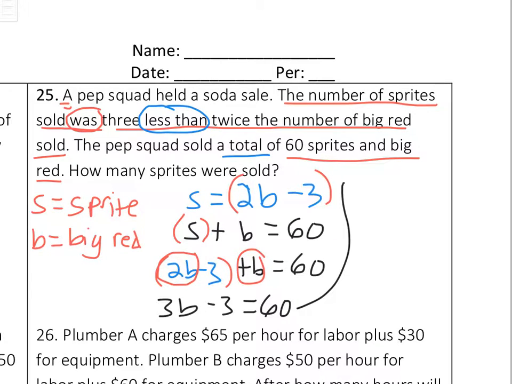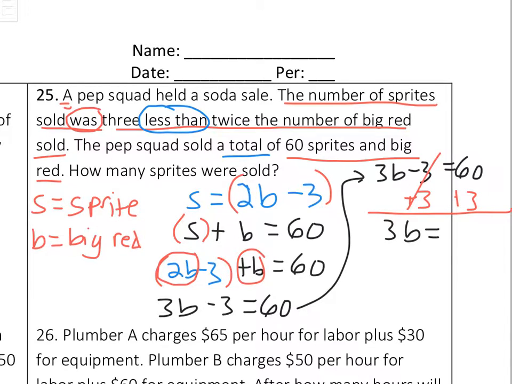Let me go up here to have a little more room to work. 3B minus 3 is equal to 60. Now solve for B. We want to add 3 on both sides to get that away from the B. That leaves you with 3B is equal to 60 plus 3, which gives you 63. And then the last step is divide by 3 on both sides. You get B is equal to 63 divided by 3, which gives you 21.